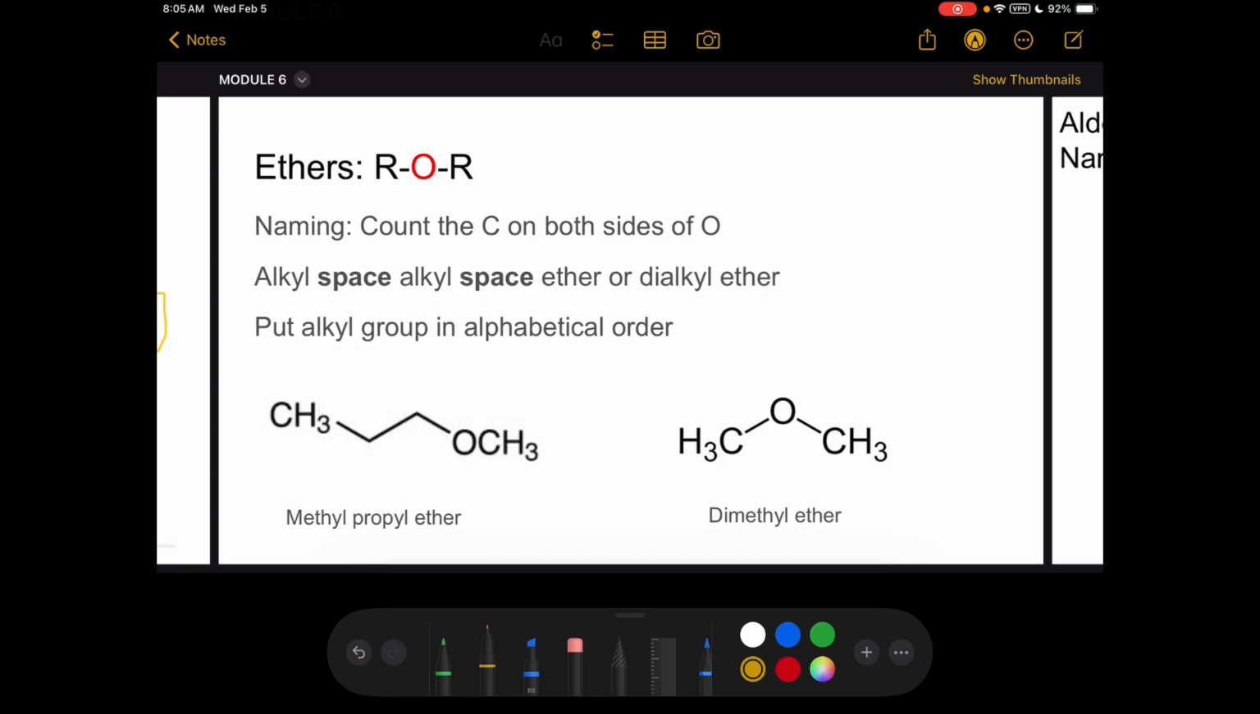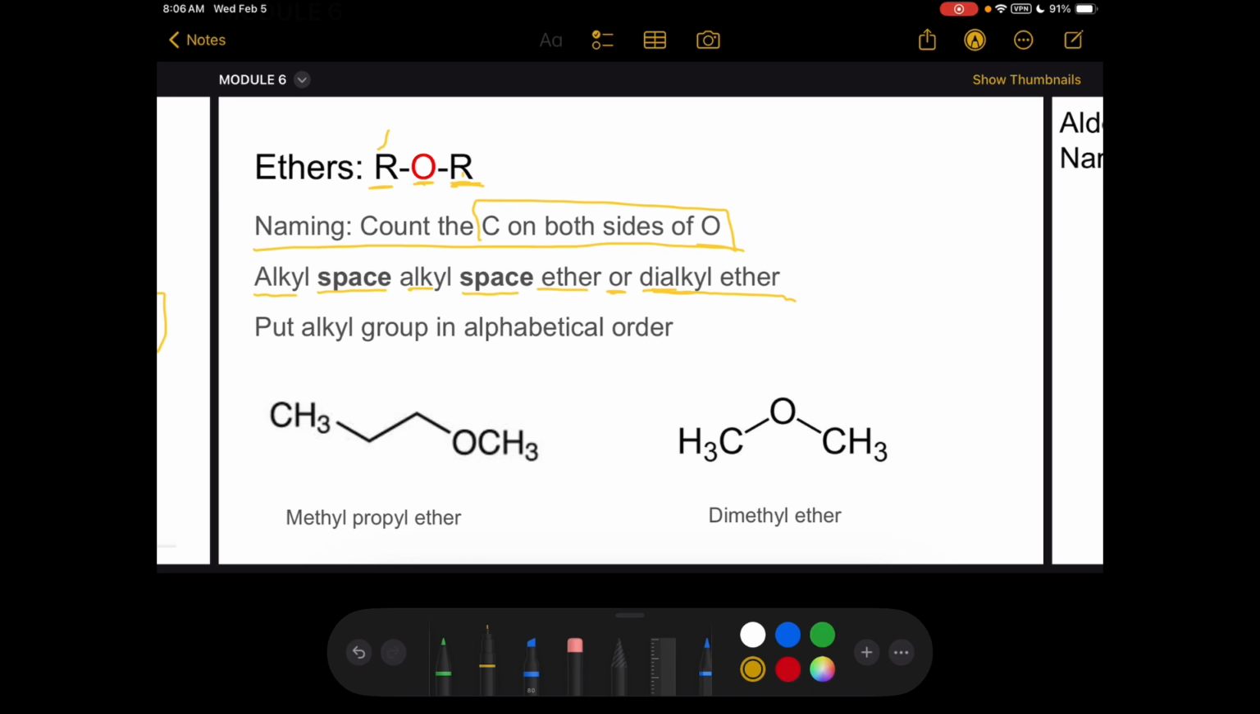Ethers. The ethers have an O in the middle, and the O is attached to R on both sides. When naming, we count the carbons on both sides of the O and name them separately. R is an alkyl. We put the name of the alkyl, space, another alkyl, space, and then ether. Or if both R's are the same, we say dialkyl ether.